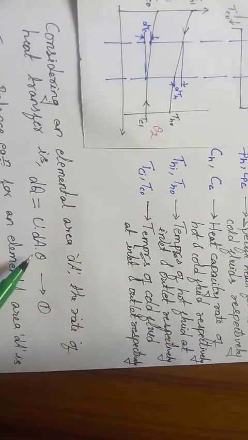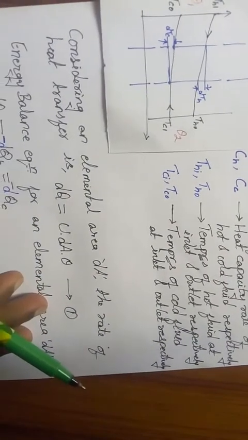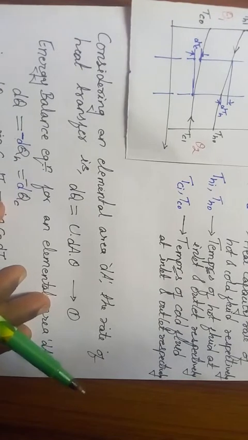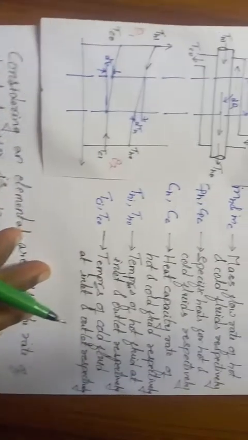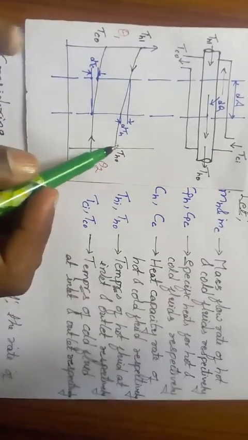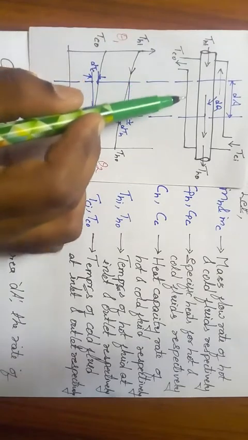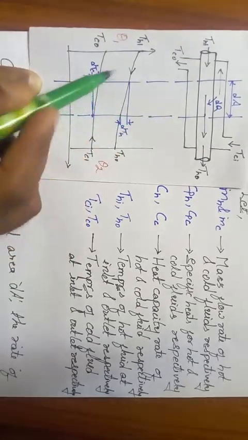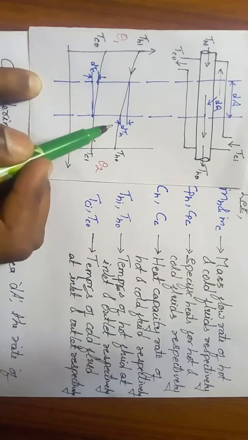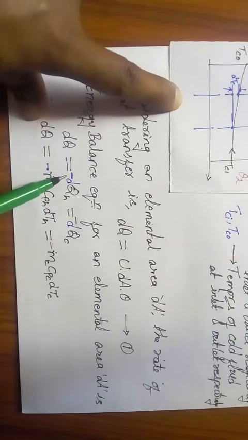Equation 1 remains the same. Coming to the energy balance for an elemental area, we had minus dqh and plus dqc, and that has been changed to minus. So we have to include this minus sign here. The reason being, see here, as the length of the heat exchanger increases, temperature decreases for the hot fluid. So it was minus.